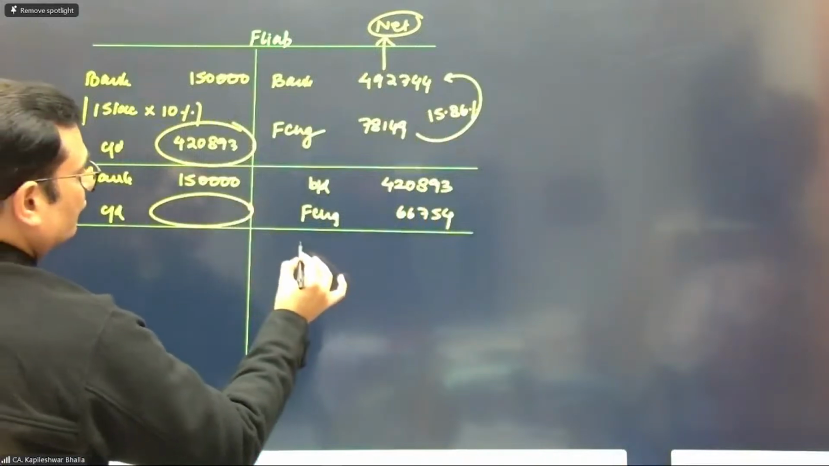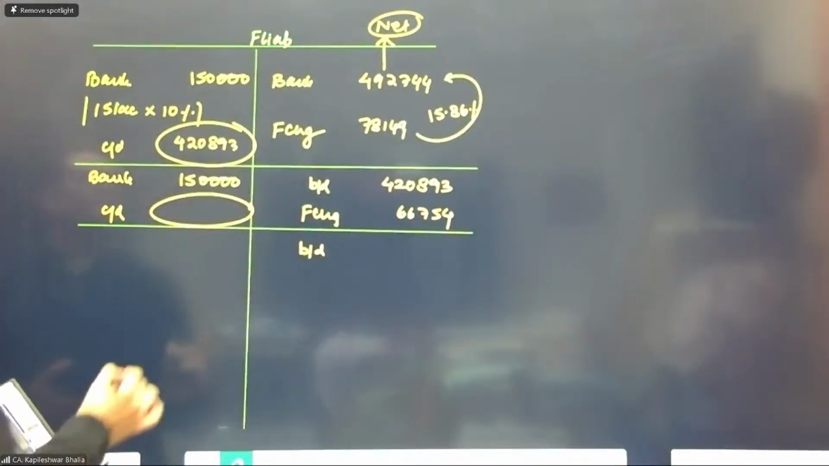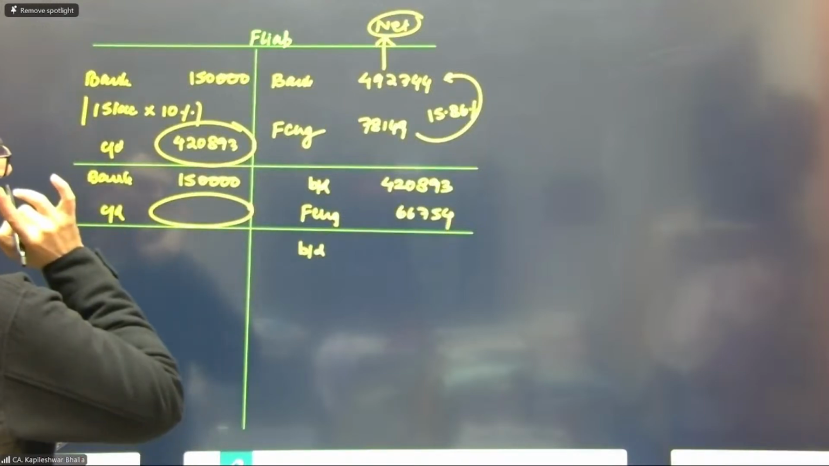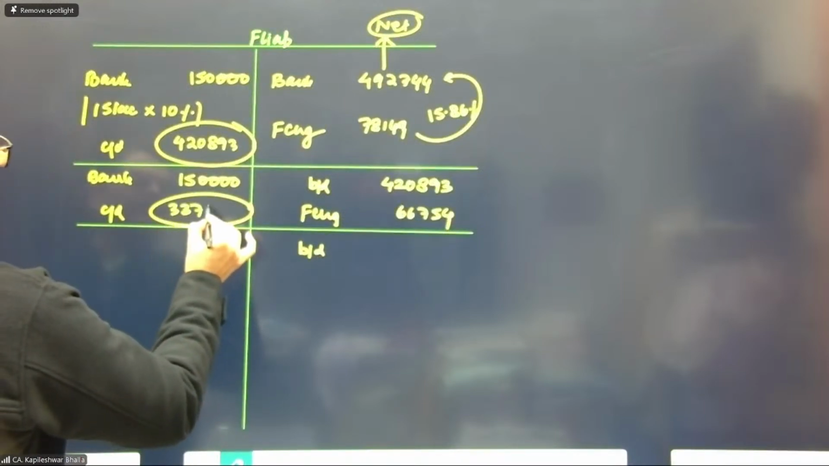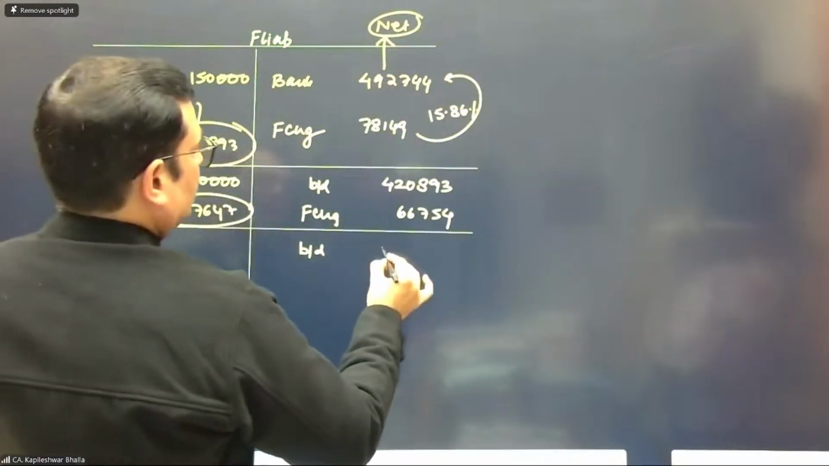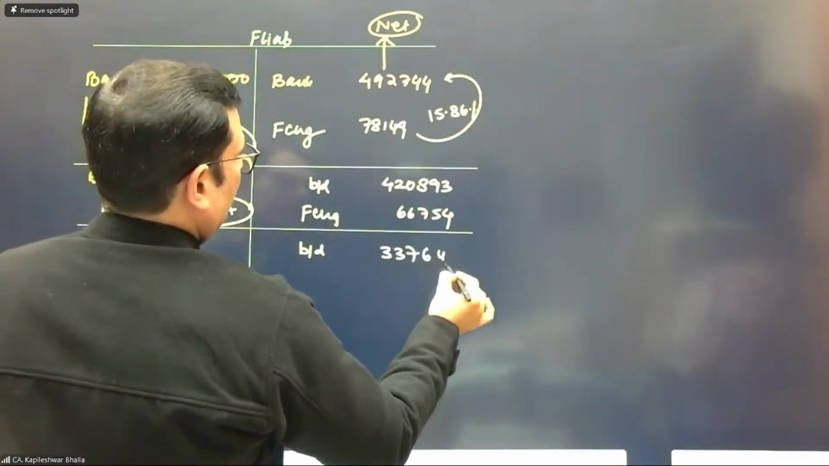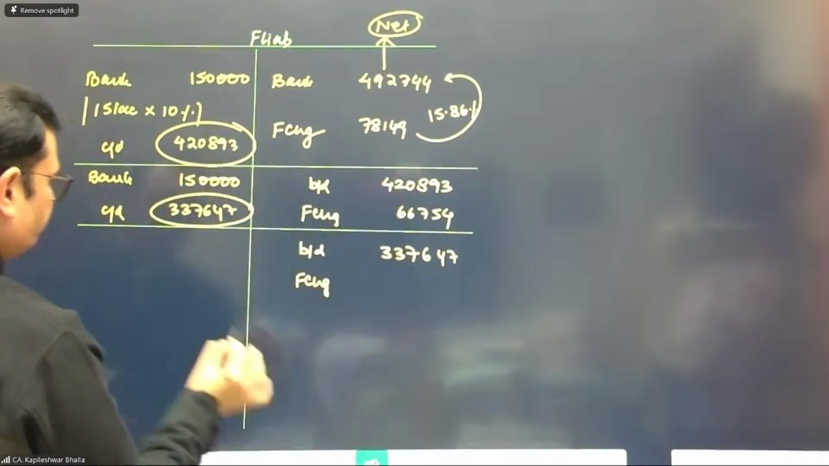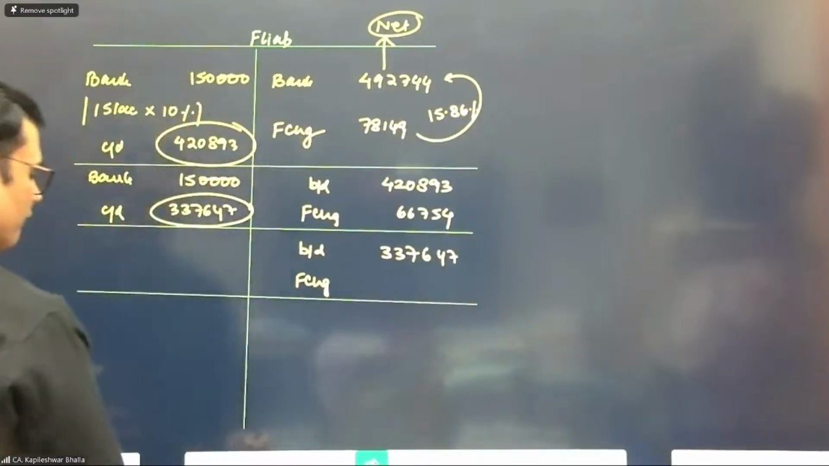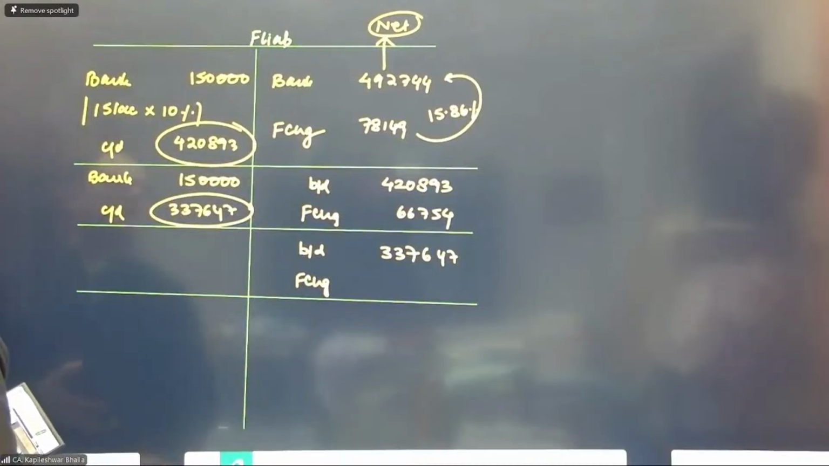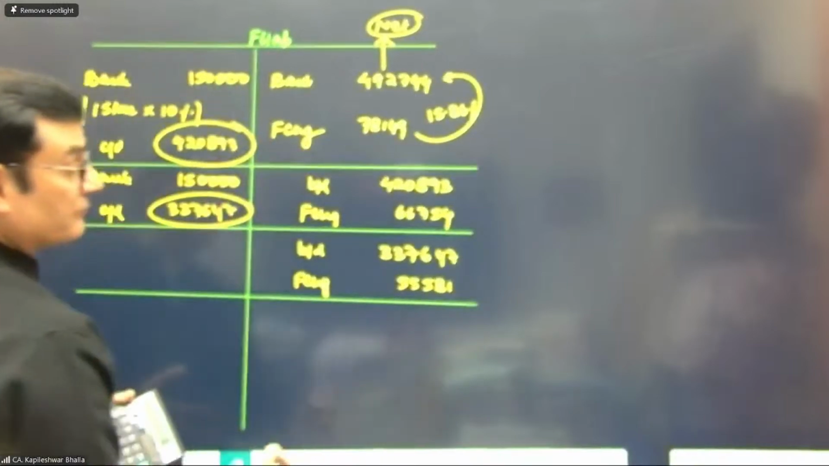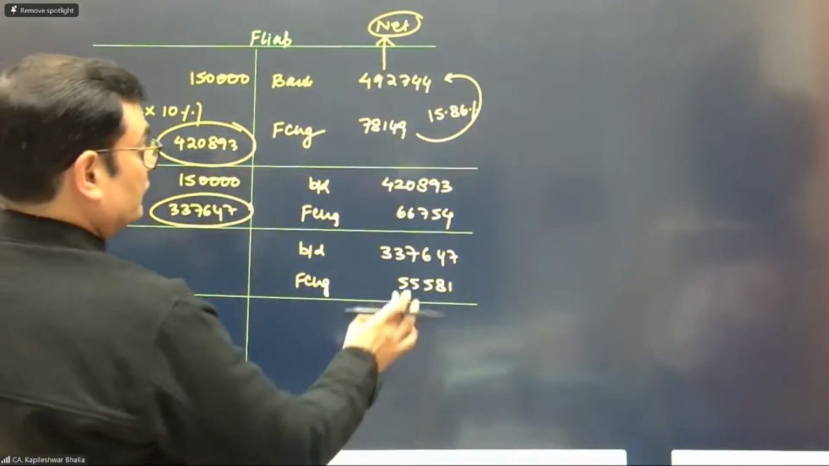So let's take the balancing figure. 33,76,47. Okay, that's great. So 33,76,47. Again, we take the unwinding finance charge, 15.86%, which is 5,35,581. Sorry, sir, 53,581.